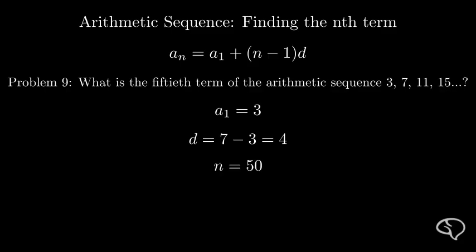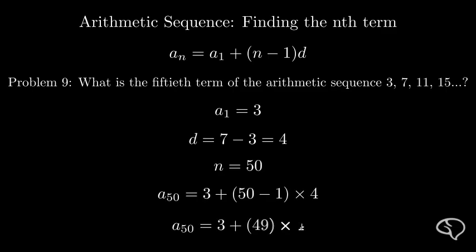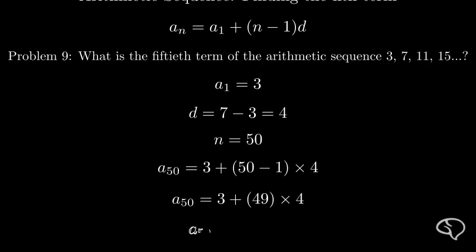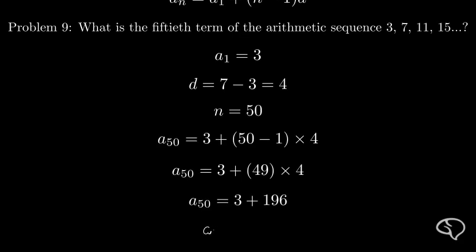Now we plug these values into our formula. A sub 50 equals 3, plus the quantity 50 minus 1 times 4. This simplifies to 3 plus 49 times 4. 49 times 4 is 196. So a sub 50 equals 3 plus 196. The 50th term is 199.